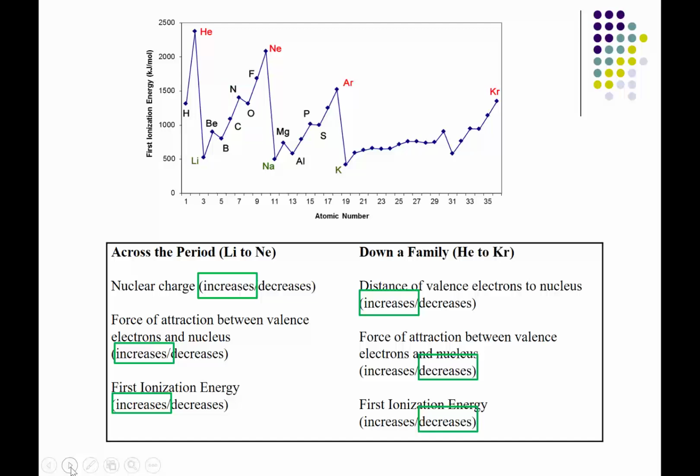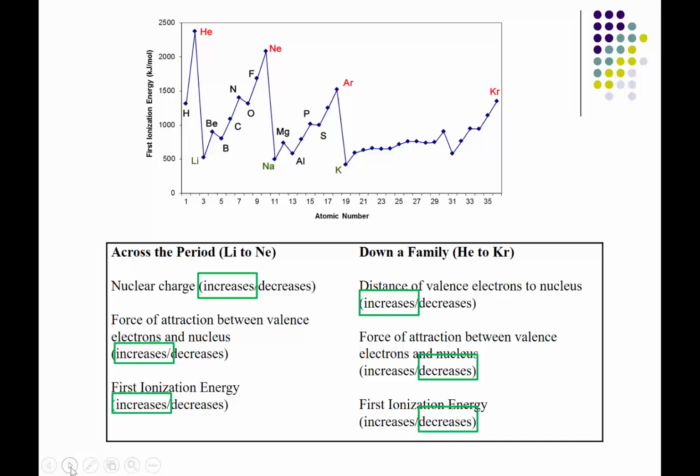Now, if it only happened across one period, you might say it's kind of an anomaly. But you may have also noticed that going from magnesium to aluminum, the ionization energy decreases as well. And of course, magnesium is right below beryllium, and aluminum is right below boron. The ionization energy decreases in going from phosphorus to sulfur. Phosphorus is right below nitrogen, and sulfur is right below oxygen. There's something going on here. And so I'd like you to be able to explain why we have these dips in ionization energy.